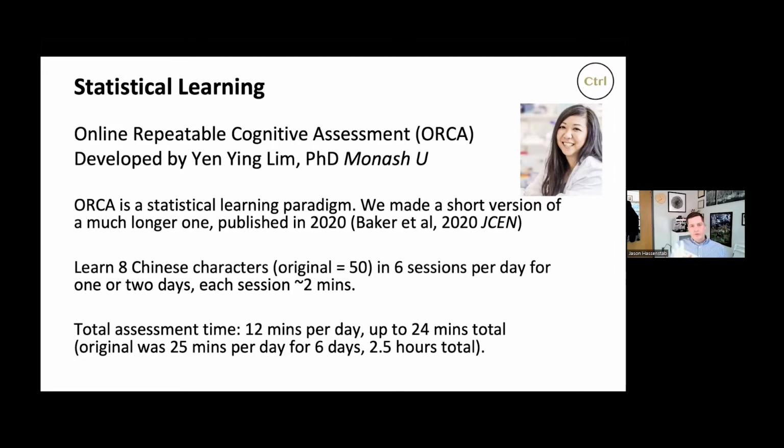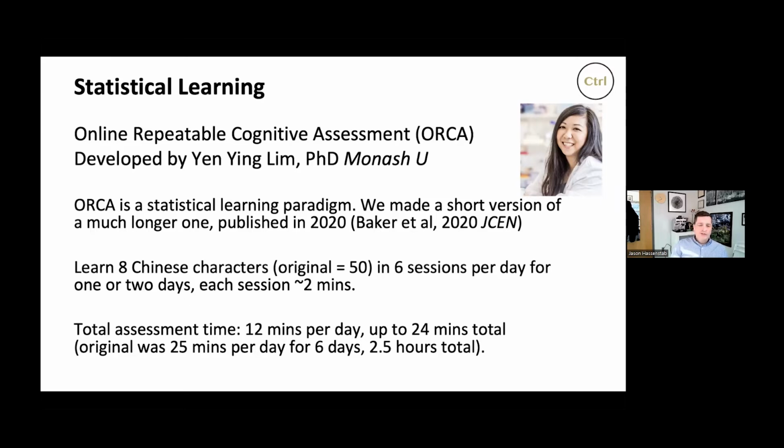And so we worked with Marty, who's on the call, and Laura, who's on the call, to sketch out this paradigm. And we got it down to 8 Chinese characters. The original was 50. We did 6 sessions per day for 1 or 2 days, and each session was about 2 minutes.